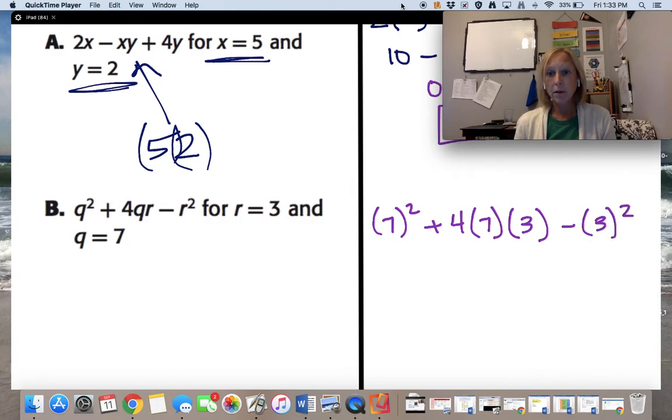Parentheses. All my parentheses here mean multiplication. Exponents. I see a couple exponents. 7 squared is 49.